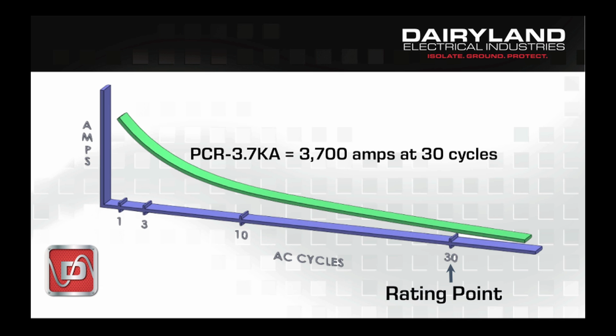Here I have the same chart again, but I'm illustrating it specifically for one of our devices. This is the PCR, or polarization cell replacement unit, with a 3.7 kiloamp rating. What that rating really means is that this particular PCR is rated to pass 3,700 amps for 30 cycles. For time less than 30 cycles, it can pass significantly larger amounts of current.